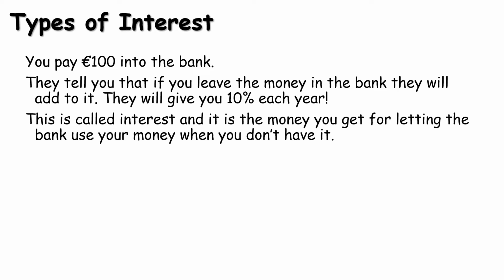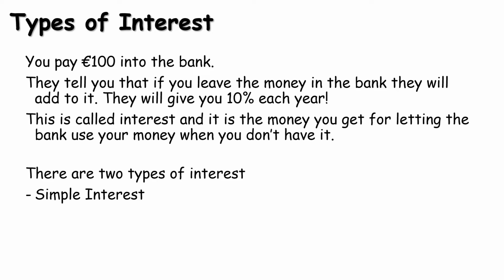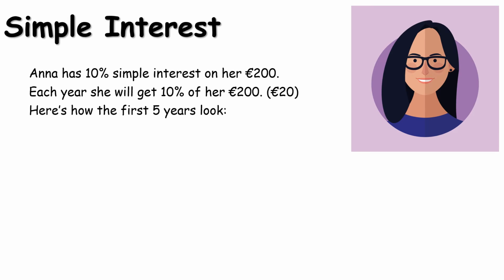So that 10% is interest, and it's the money that you get for letting the bank use your money when you don't have it. But how they apply that 10% is different depending on whether we're dealing with simple interest or compound interest. So let me show you with an example the difference. Here's Anna. Anna is going to show us simple interest. So Anna has 10% simple interest on her 200 euro, and each year she'll get 10% of her 200 euro. So she's going to get 20 euro for each year she leaves her money there. So here's what the first 5 years look like.